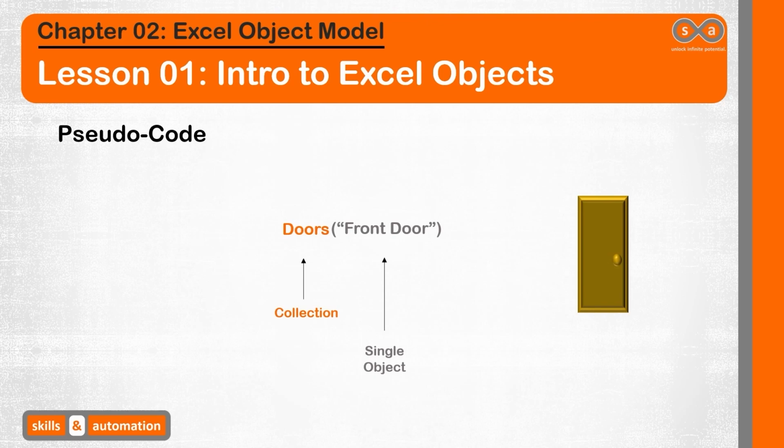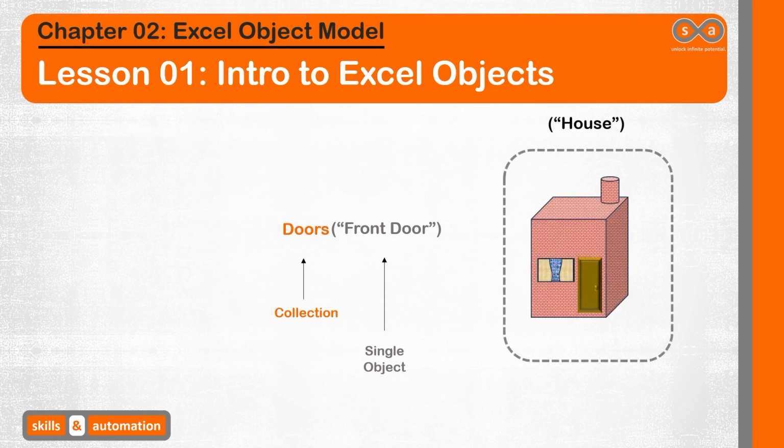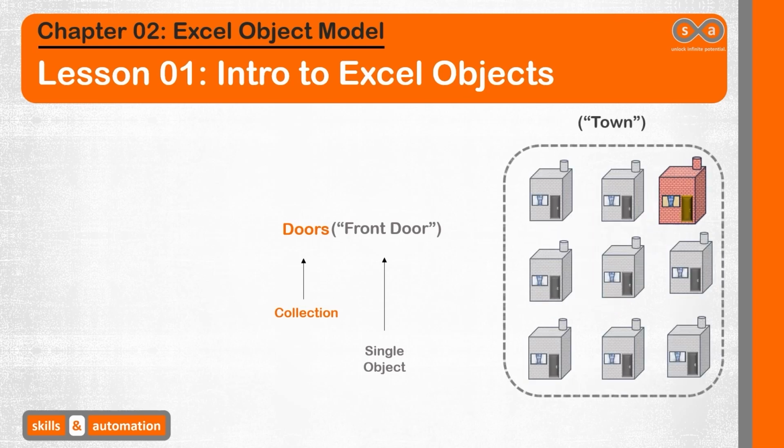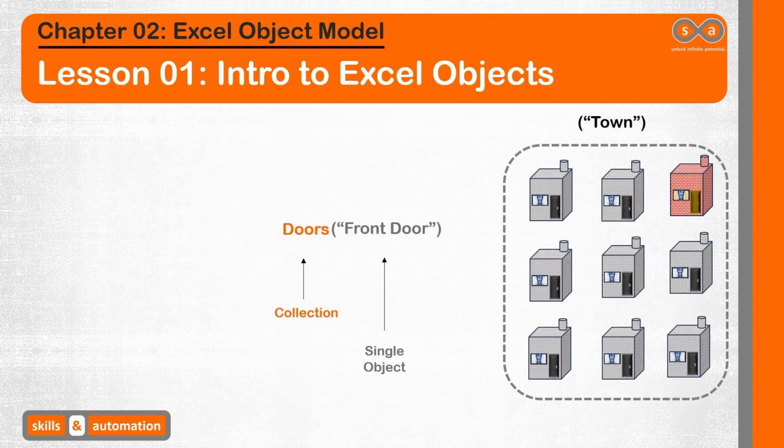Now, let's understand the concept of a hierarchy. So far we've seen the doors collection, but do these doors exist on their own? No, they exist as part of the house. So, doors is a collection within the house object, and this is the object hierarchy where one object is stacked within another. But does the house exist on its own? No, it exists as part of the town. And let's assume nothing exists beyond the town. In this context, the town is the topmost all-encompassing object.